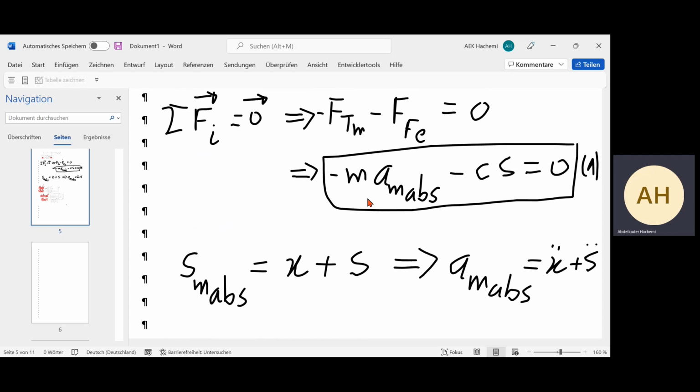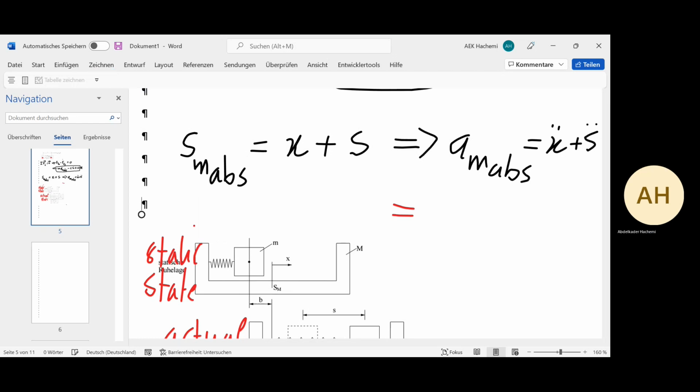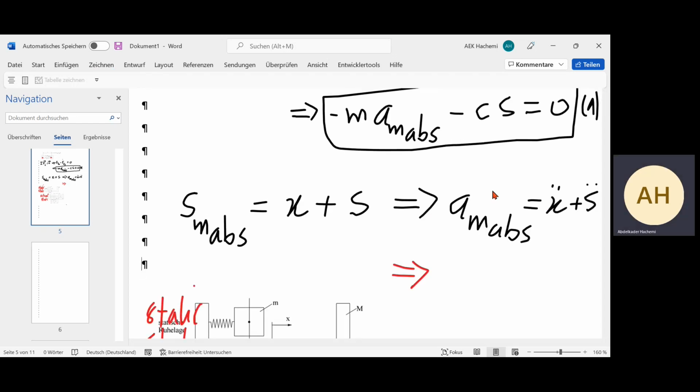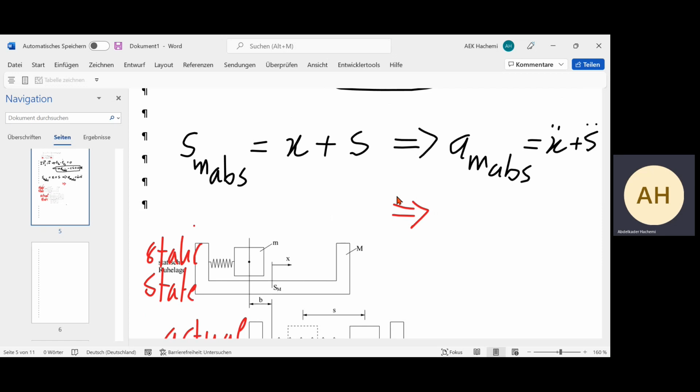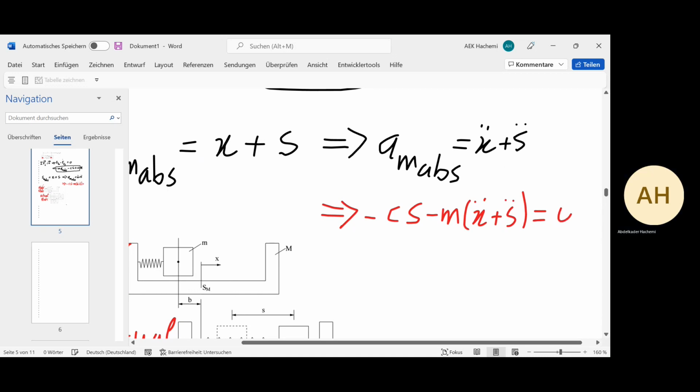Now, if we look at this one, we can write that if we replace this M absolute by its expression, which is x dot dot plus s dot dot, then we get this relation here: minus C s minus m times x dot dot plus s dot dot, and this will be equal to 0.